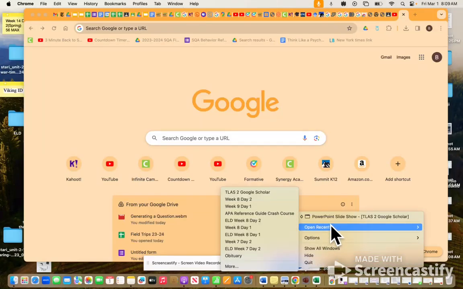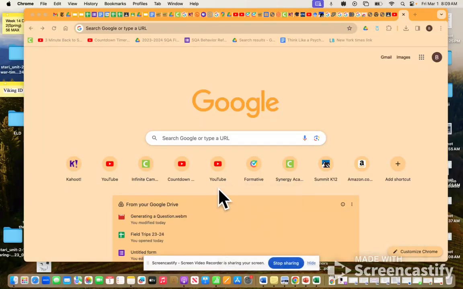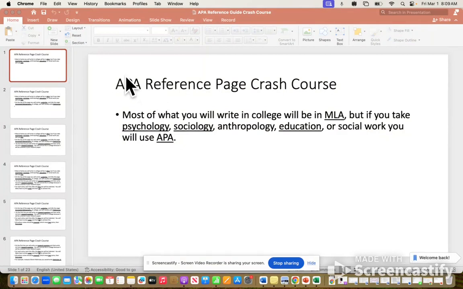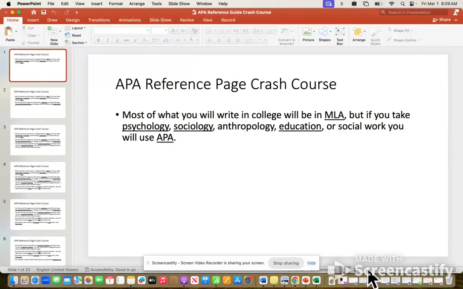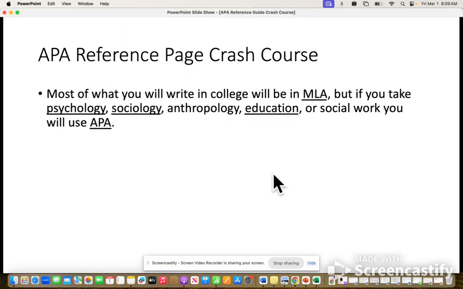Okay, let's look into how to do an APA reference guide, reference page. Most of what you write in college will be in what's called MLA, the Modern Language Association. So anything you do in English, or I'd even say in most of your first 2 years in college, will probably use that format. My guess is you're learning some of this in your English classes now.